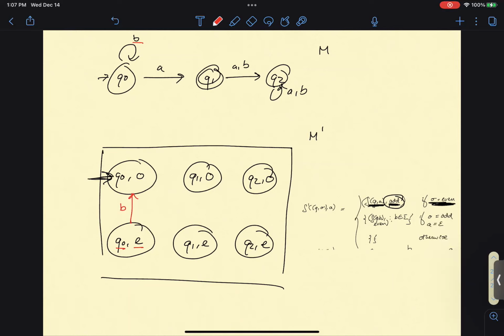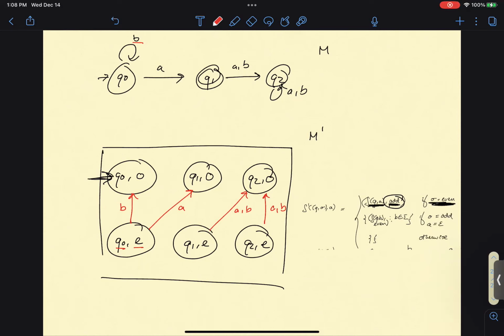If I read an A, I go to Q1, but now I'm in the odd state. For Q1 it's the same thing: if I read an A or a B, I go to Q2, but in the odd state. And for Q2, it's the same thing. If I read an A or a B, I go to the odd state. At least this is concrete.